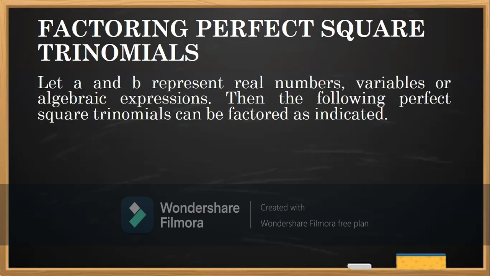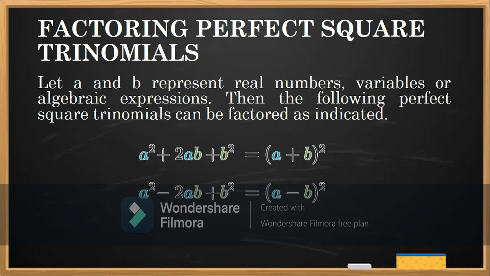Okay, so in factoring perfect square trinomials, we let A and B represent real numbers, variables, or algebraic expressions. Then the following perfect square trinomials can be factored as indicated. Okay, here are the factors of perfect square trinomials.